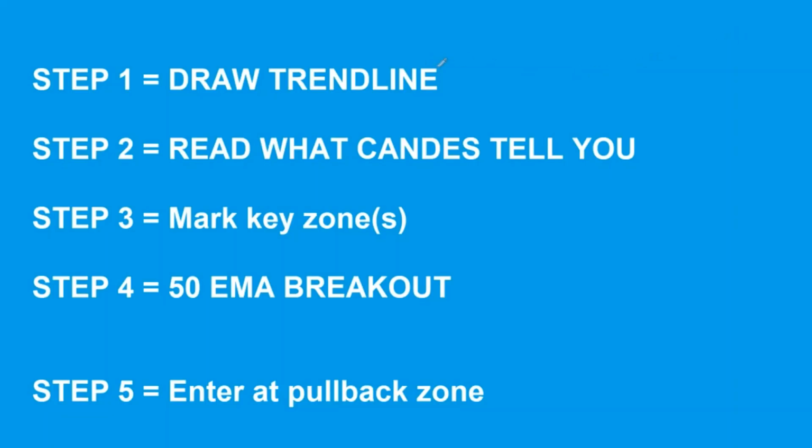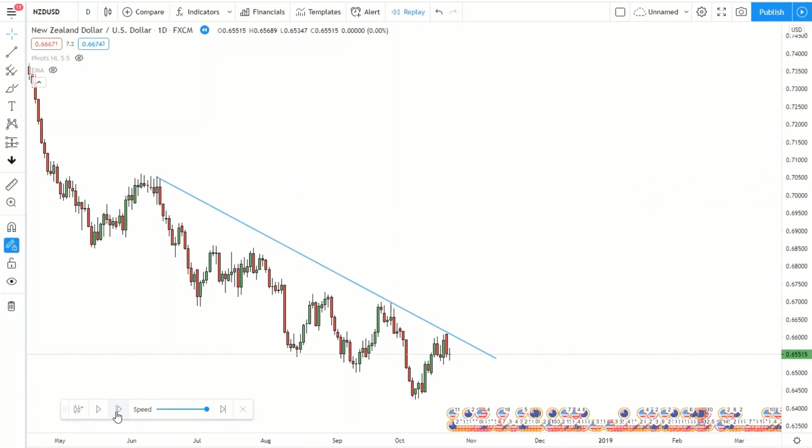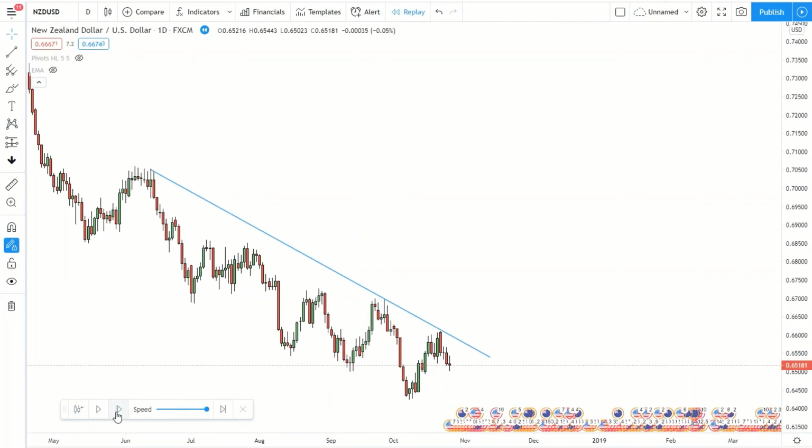Okay, so step 1 is done. We drew the trend line. Step 2 is read what the candles tell you. Now we're on the daily, so we do nothing, we just wait. Remember, sitting makes you money. We do nothing.